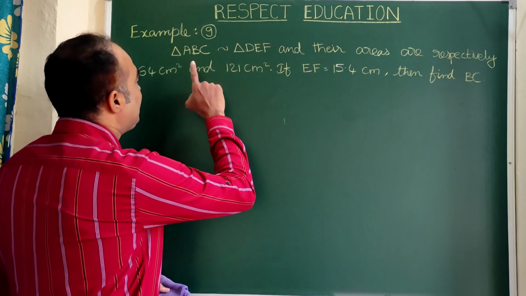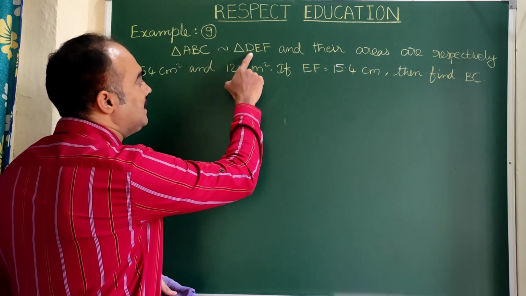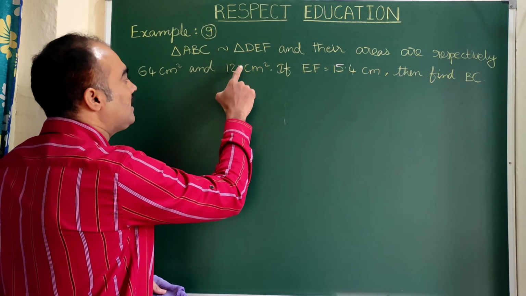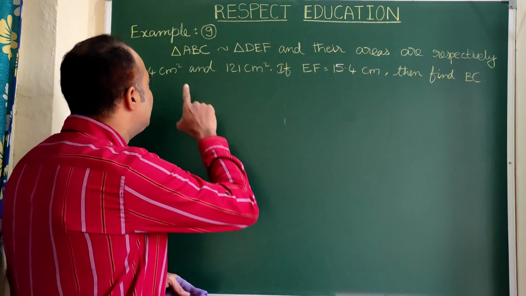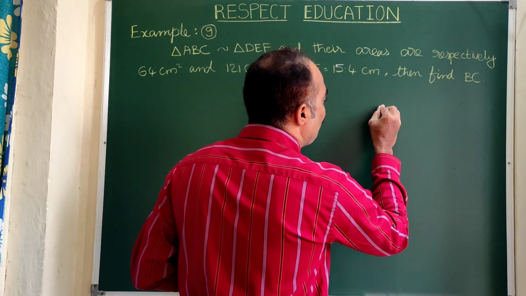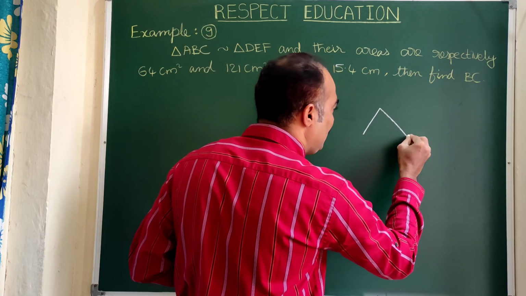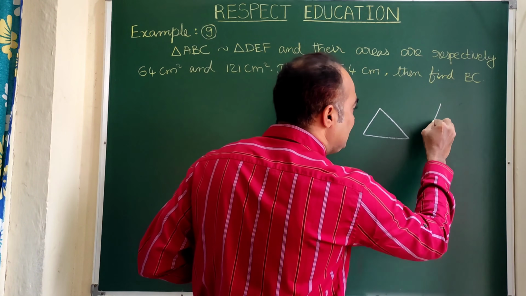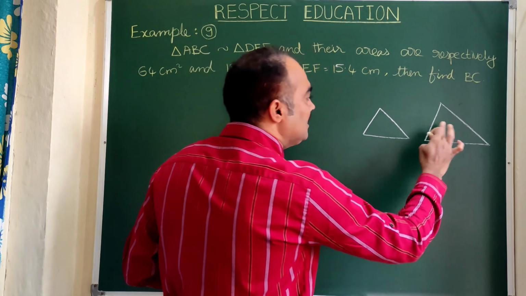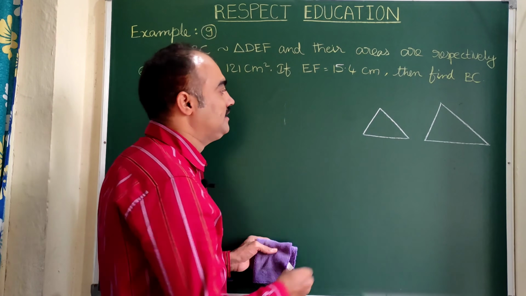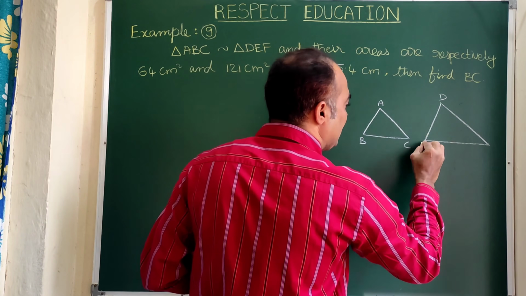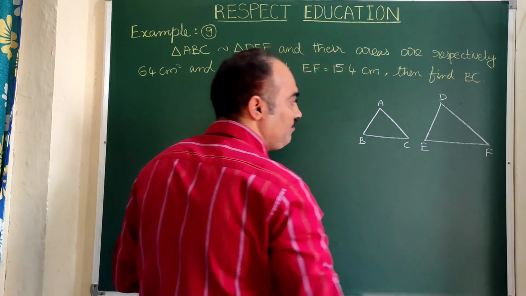So here, let us take two similar triangles, ABC and DEF. If you observe carefully, the area of ABC is 64, whereas the area of triangle DEF is 121. So this is the smaller triangle, this is the bigger triangle. Let us consider the first triangle ABC as the smaller one and the second one DEF as the bigger one, and both are similar. That means same shape but different size. So A, B, C, let us name them D, E and F.